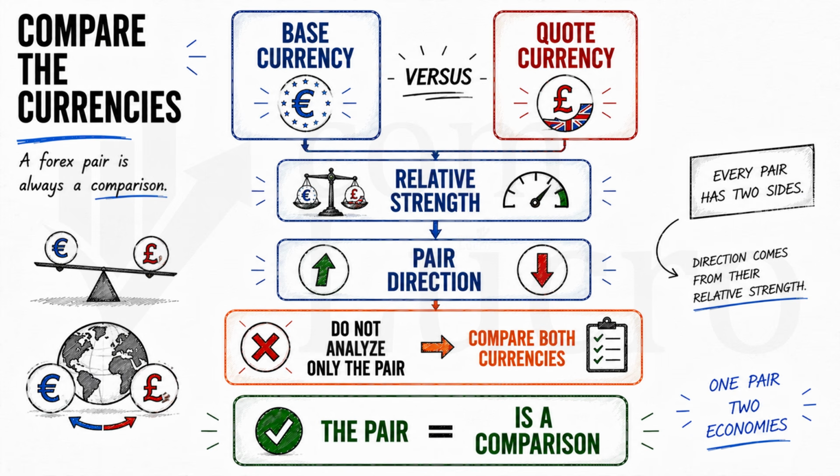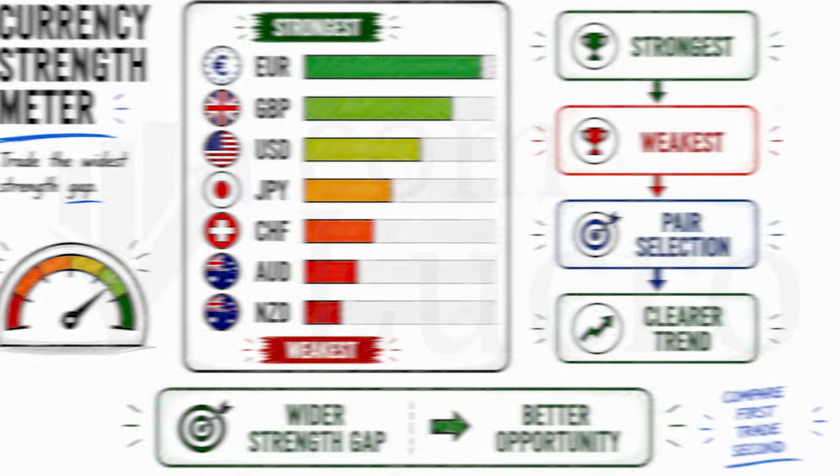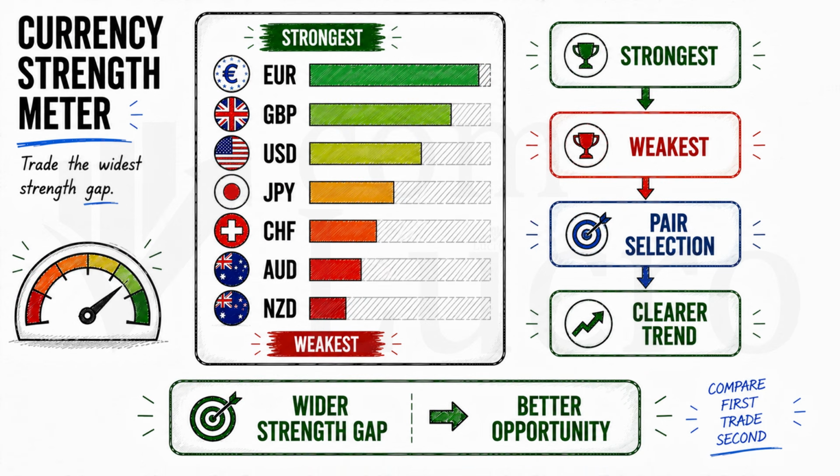This is why traders should not analyze a currency pair as a single instrument. Every Forex pair represents a comparison between two separate currencies. The direction of the pair depends on the strength of the base currency relative to the strength of the quote currency. This is exactly where relative currency strength becomes a practical tool. Instead of staring at a single pair, you compare which currencies are broadly strong and which are broadly weak, and trade the pair with the widest gap between them. A currency strength meter makes that comparison much faster.